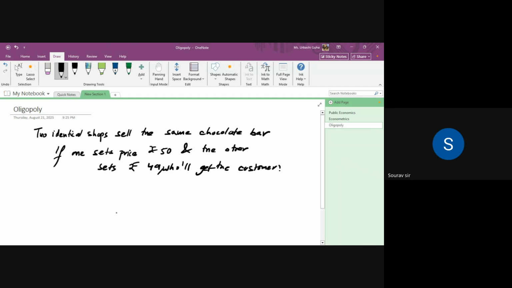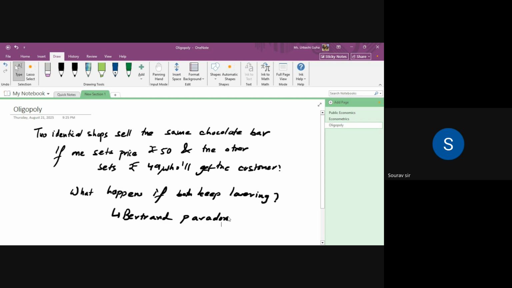It's very easy, it will be the ₹49 one, correct? The lower one. No one wants to purchase at a slightly higher price. That's why elastic, inelastic. So what happens if both keep lowering? Then it leads to the Bertrand paradox. Bertrand we will be doing today.